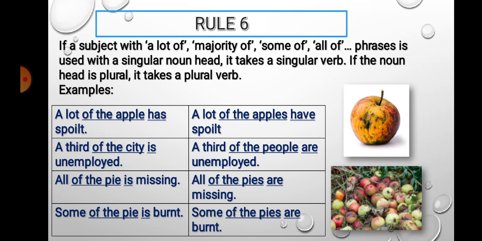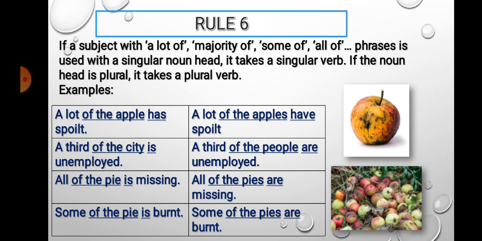Compare the counterpart example. A lot of the apples have spoilt. Look at the picture beneath. We have a lot of apples here, but not all of them are good. So a lot of the apples have spoilt.